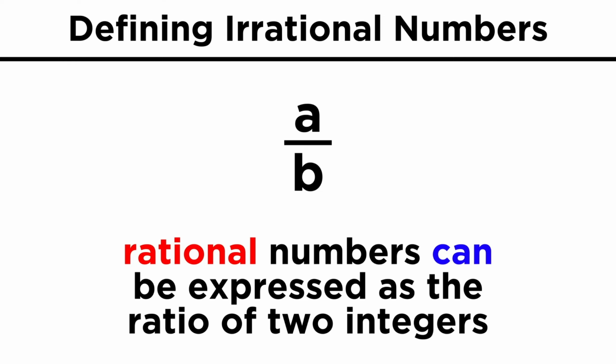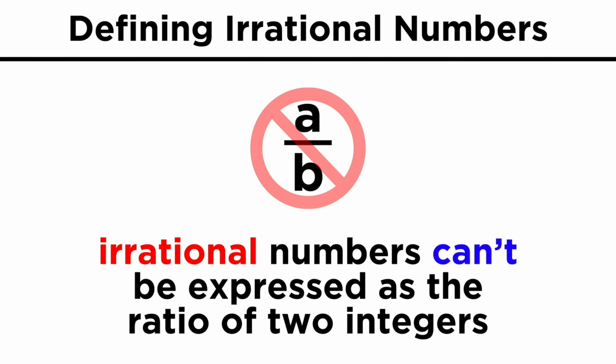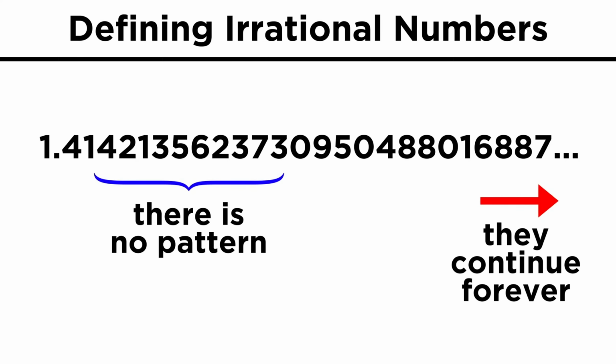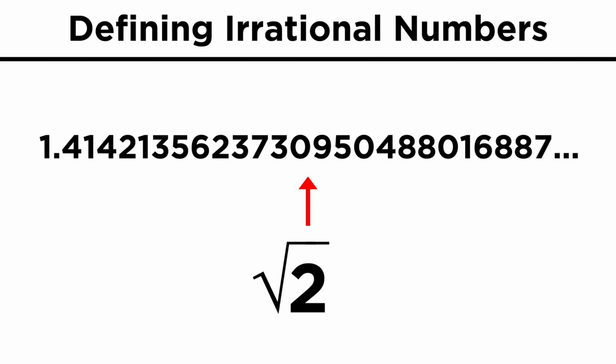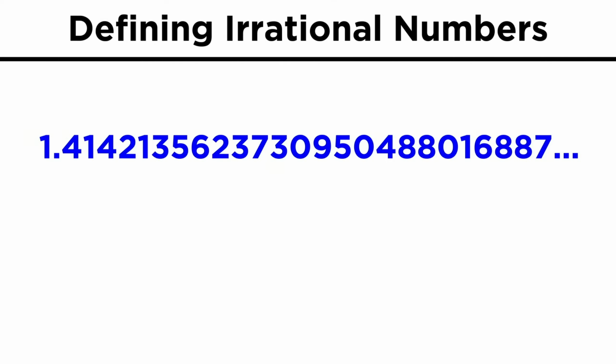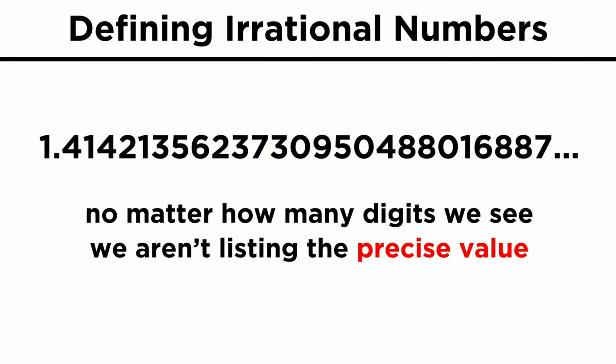Given the definition of a rational number, clearly an irrational number is one that can't be expressed as the ratio of two integers. But what could these numbers be? Irrational numbers are ones that have non-repeating decimals that are non-terminating, meaning they continue forever with no pattern. The square root of 2 is such a number. If we plug this into a calculator, it will tell us that the answer is 1.4142, etc., but no matter how many digits your calculator displays, it's not giving you the full story.